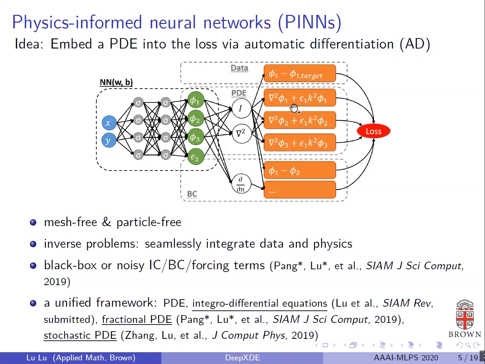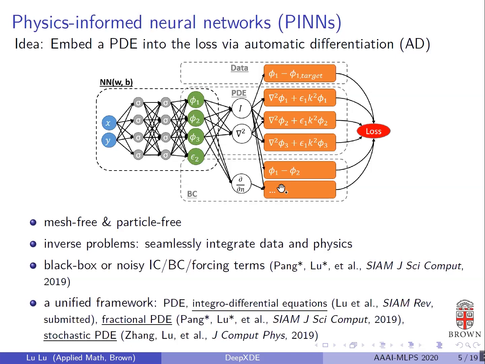And the good thing when we use a neural network is that we can use automatic differentiation to compute the derivative of phi1 with respect to the x coordinate and also the y coordinate. So this Laplacian term can be computed exactly. And similarly, for the phi2 field and the phi3 field, we have the same loss function. And we can also compute the loss function for the boundary condition in a similar way.